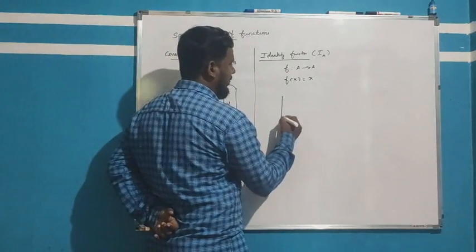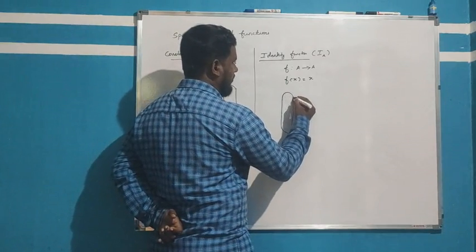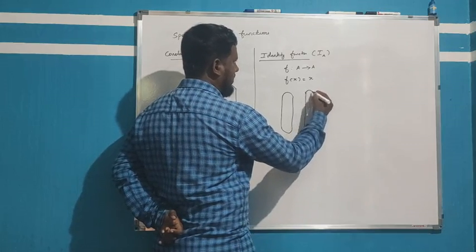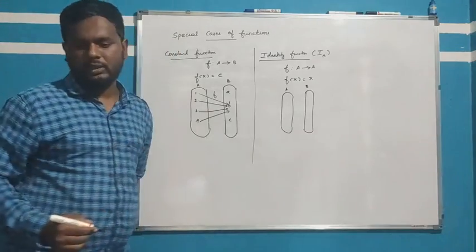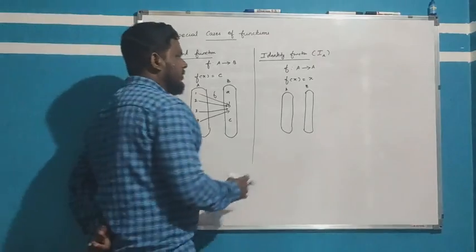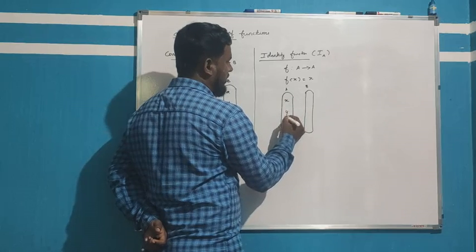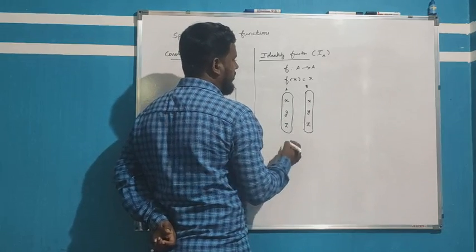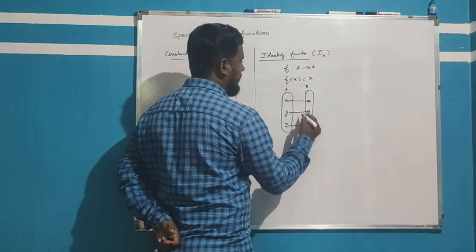So what type will it be? f from A to A, not A to B. Here we can consider the A set as x, y, z, and here also x, y, z. So x is related to x, y is related to y, z is related to z.